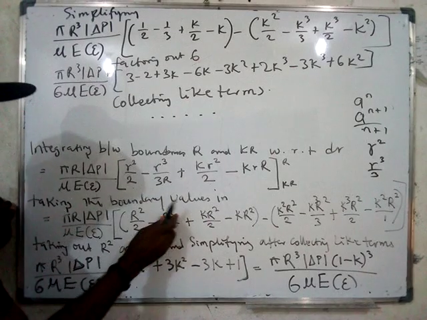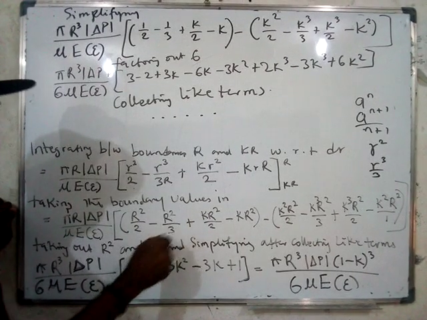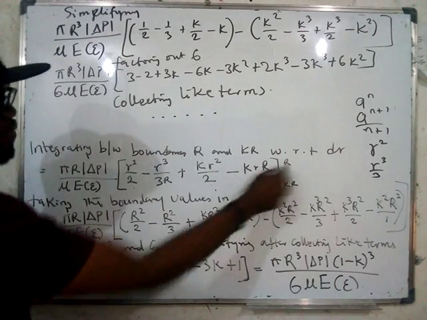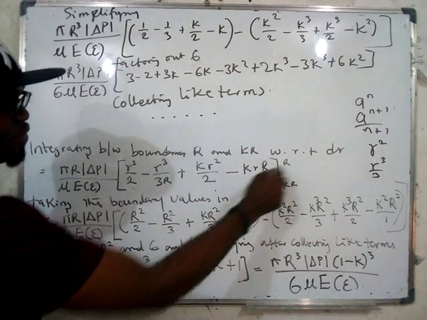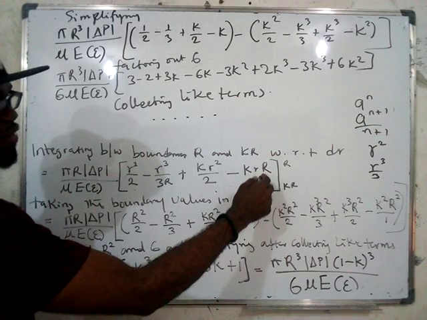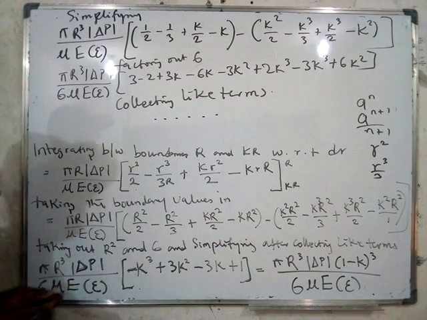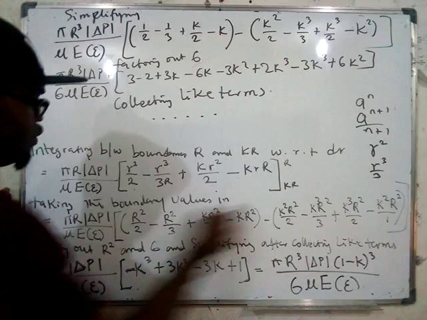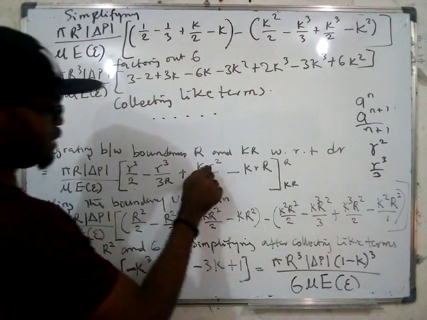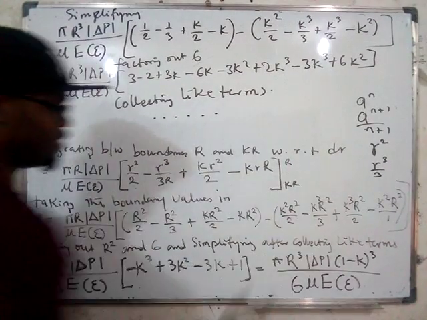So when we cancel out, we have r squared here. In place of this r, we replace with big R. In place of this one, we replace with big R. So that when you have big R here, it becomes big R squared. When you're done, you have to do the same thing for this expression. Anywhere you see small r, replace with kr. That's how we got this.